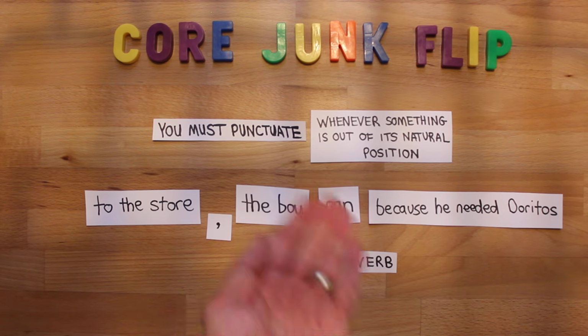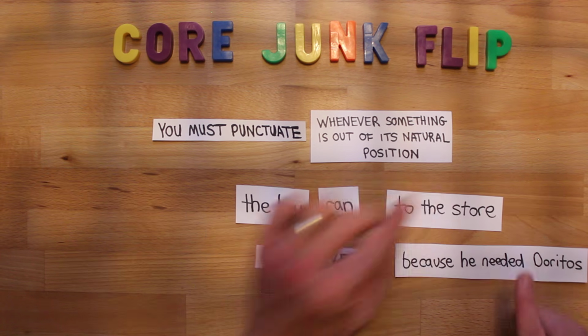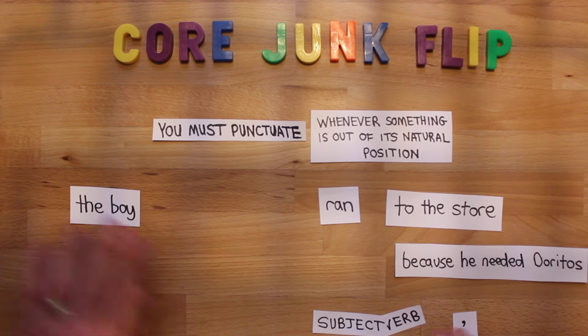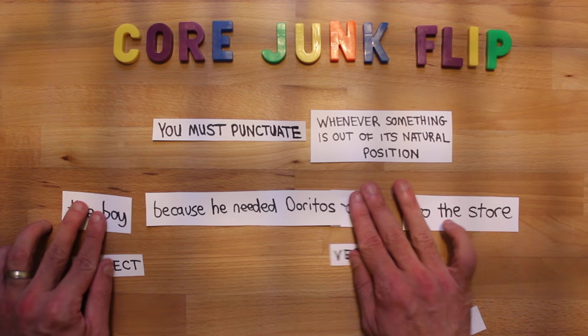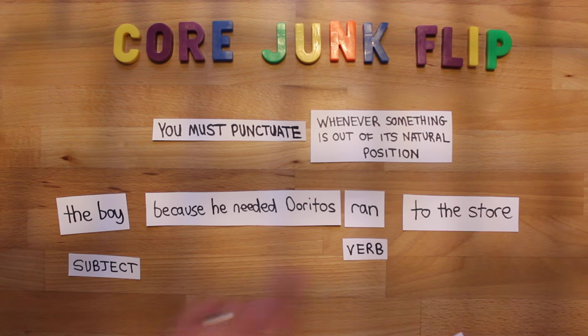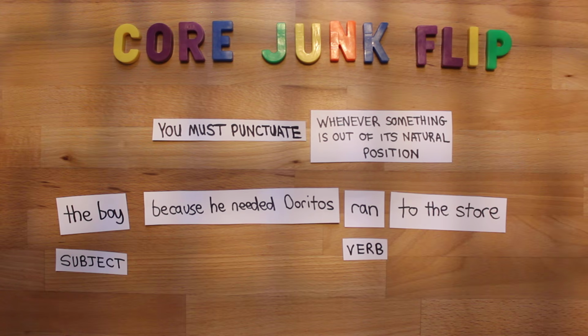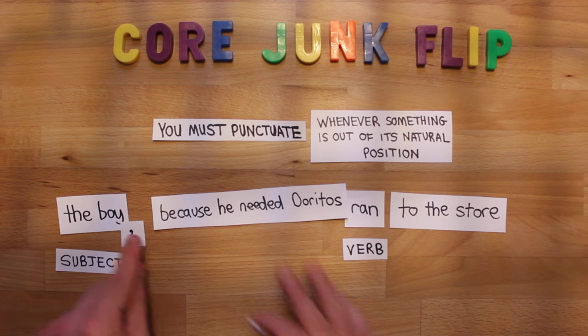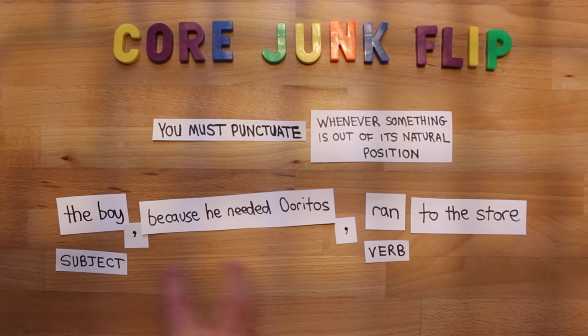It's not just when it's before the subject and the verb. You could also take this stuff in its natural position back here, and you've got your subject and your verb. You could put it in between the subject and the verb, which is not the way it's naturally supposed to go. This naturally goes behind store, and it is the boy, because he needed Doritos, ran to the store. And you got both of these commas because you have to punctuate whenever something is out of its natural position. This thing needs to be surrounded by commas.